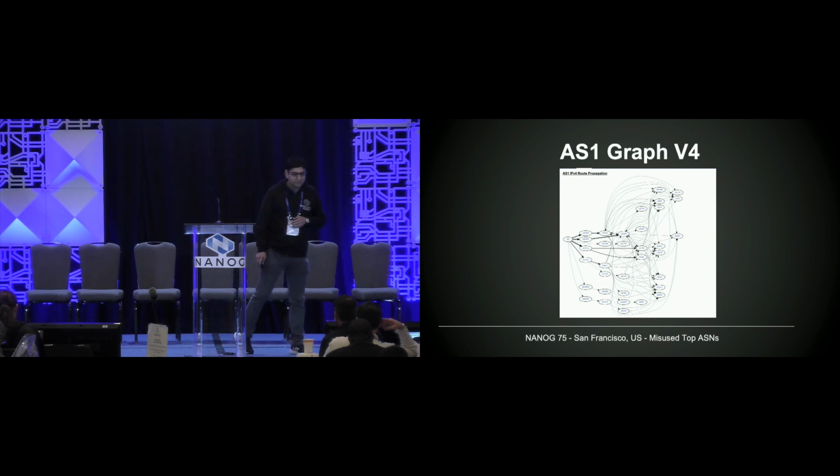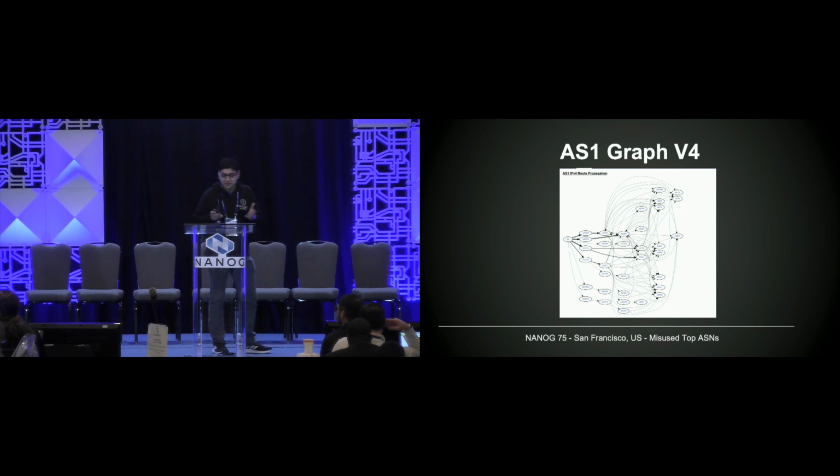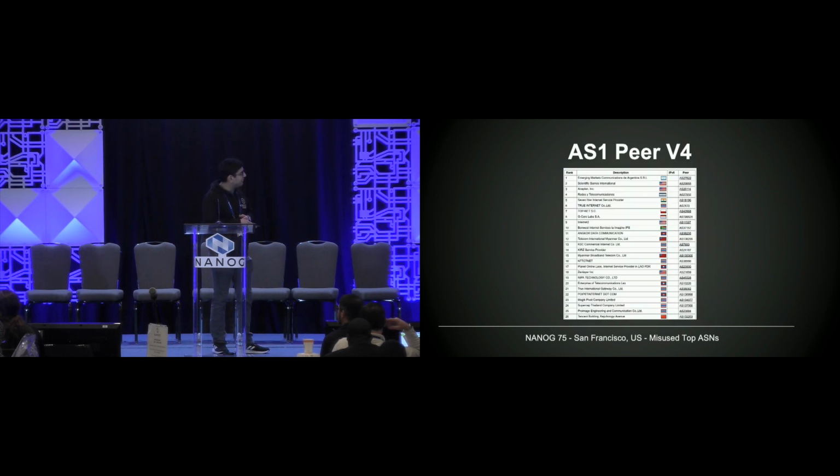So here's the graph of AS1. This was taken around, I think, maybe three weeks ago. This is from bgp.he.net. I'm not sure if you can read it here. It seems small, but it shows lots and lots of relationships. Probably you'd be able to see the list of the peers of AS1. That's some network in Argentina, then there are a couple of networks in the US, one network in India, and a couple of other networks in South Africa. It clearly shows something is wrong here.